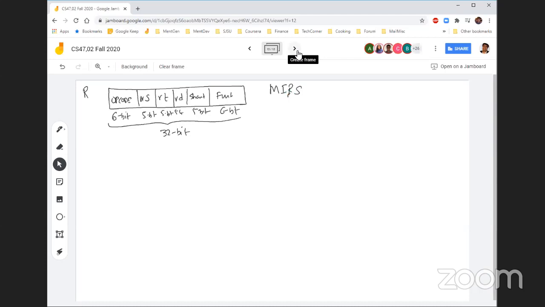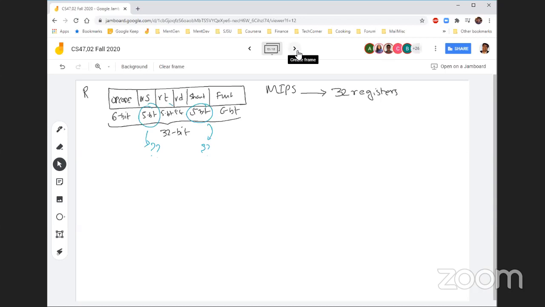Now the question is, why 5 bits for the register? Second question is, why 5 bits for the shift amount? Is it arbitrary? Is there some logic? So let's review that. Remember, as a processor, MIPS has 32 registers that you can program.